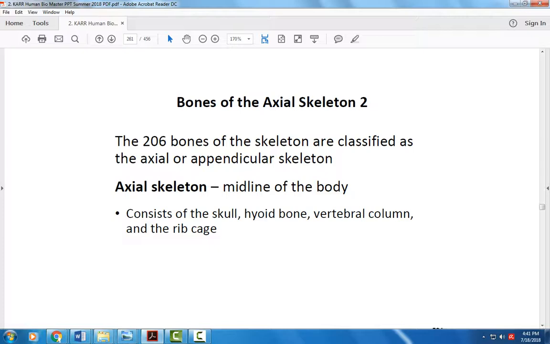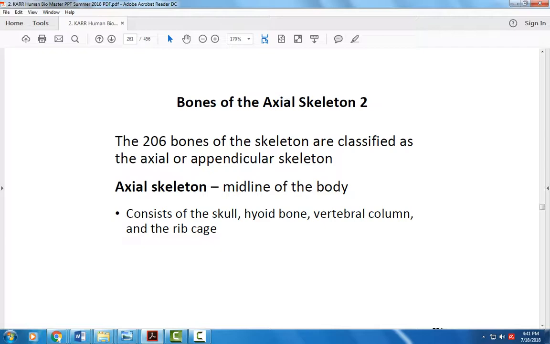So there's 206 bones in the skeleton. If those bones lie along the midline of the body, we refer to that as the axial part of the skeleton. So the axial skeleton is the skull, the hyoid bone, which is found just outside the cervical vertebrae, the vertebral column, and the rib cage. Those form the midline of the body, and everything is attached to that. So the axial is like the main frame, the main axis of the body.